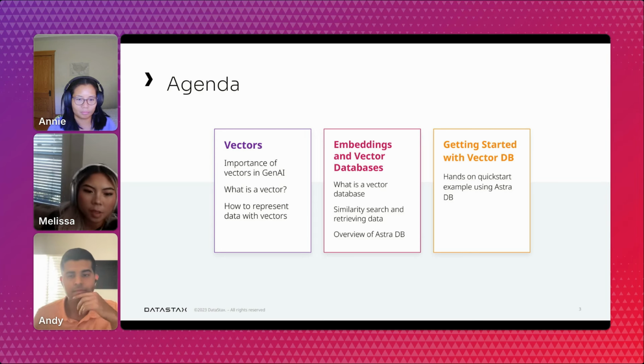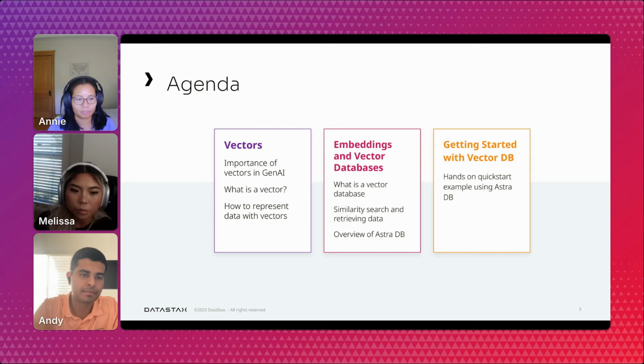So we will first be talking about vectors and the importance of that in generative AI. So again, laying the foundation there and how we can represent our data with vectors. And then we'll be talking about embeddings. So what's the difference between vectors and embeddings? Are they the same? Are they different? And then how these apply to vector databases.